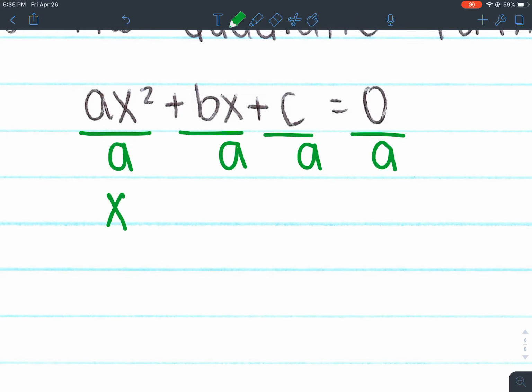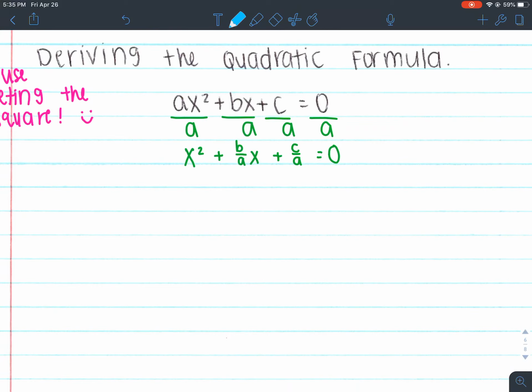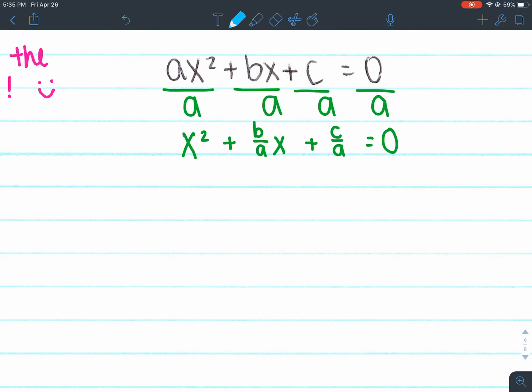So you have x squared plus, okay, and if b is like 3 and a is 2, then you would have 3 over 2. So here you'd have b over a x plus c over a equals, and then 0 divided by a, or 0 divided by any number, is just 0. Okay, now don't write too big because we are going to probably take up this entire page. That's why I gave you a whole page to do it.